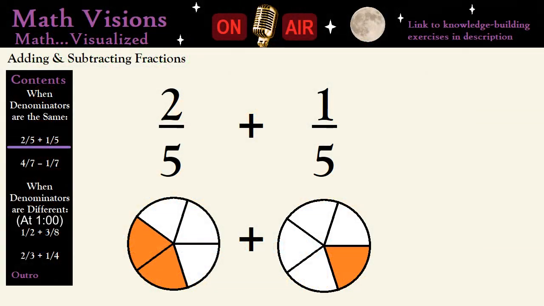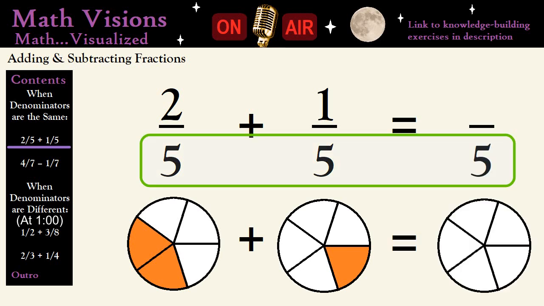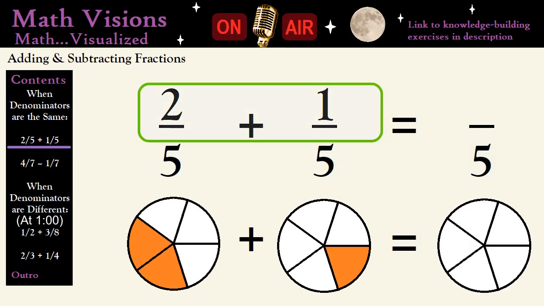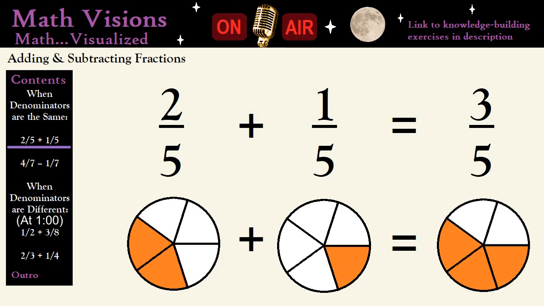When the denominators are the same, in this case 5, it will be the denominator in our answer as well. We then proceed to add the numerators 2 and 1 to each other and write the result, 3, over the denominator in our answer. Therefore, 2/5 plus 1/5 is 3/5.